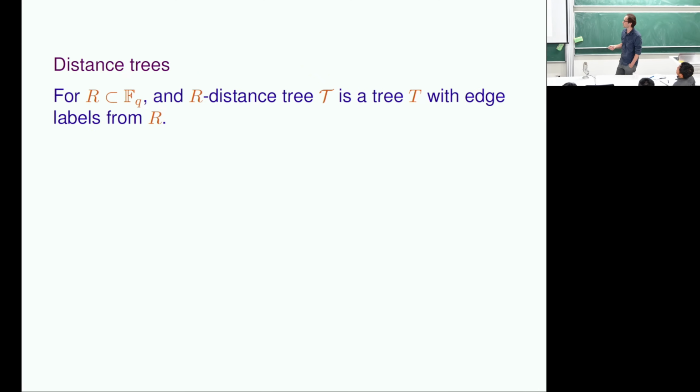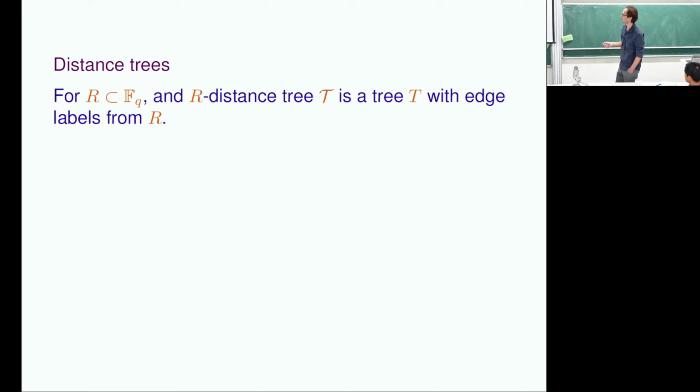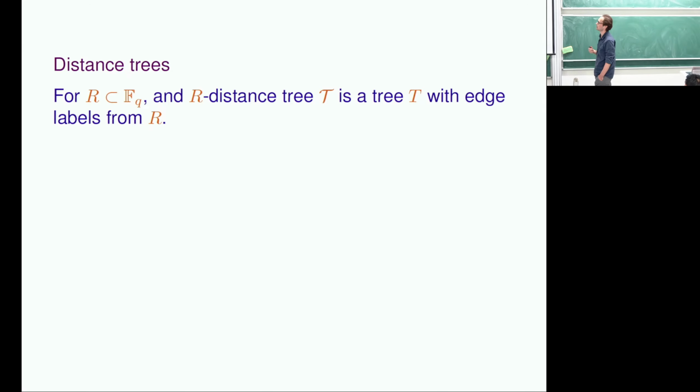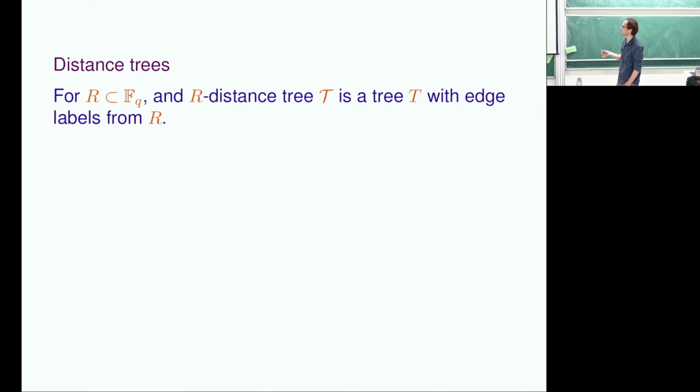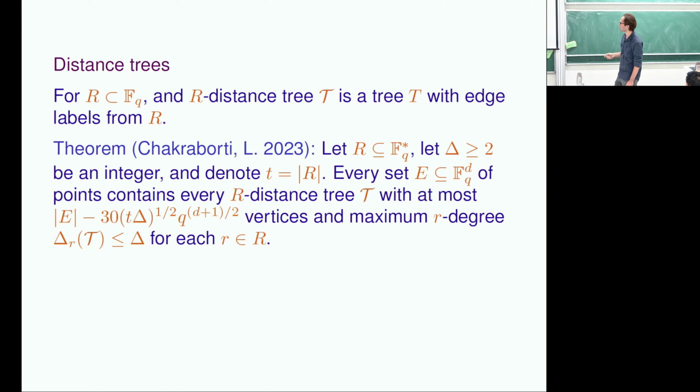And so my result with Debsoumya is for distance trees. Here, if we have a subset R of F_q, I'm going to say that an R distance tree is a tree where all of the distances only come from that set R. So it's a little bit more restrictive than what I talked about before. But our theorem is this.